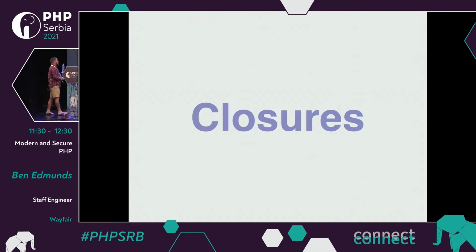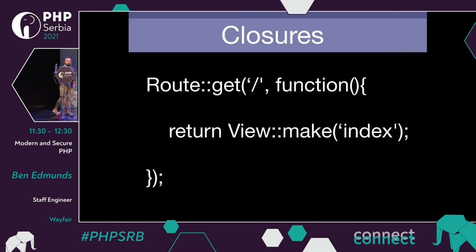Closures have been around since 5.3. In general, it's just an anonymous function. Here we have our get route, and this is where you see them used a lot. We're just going to define a function, and then we're going to return, in this case, just a template.